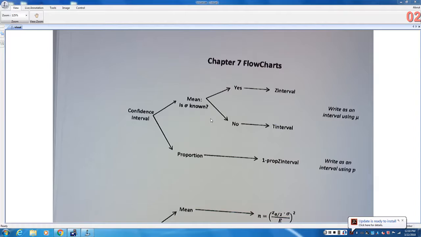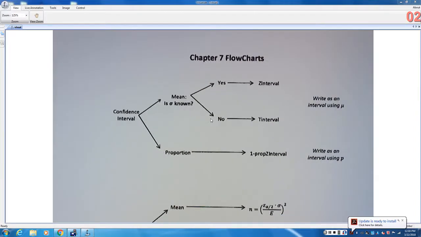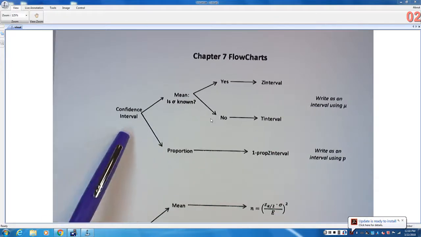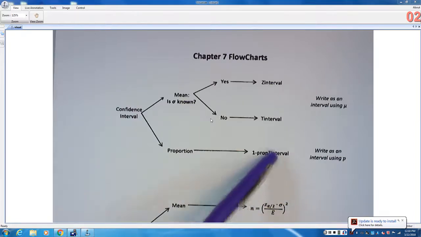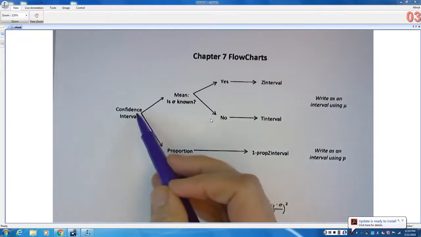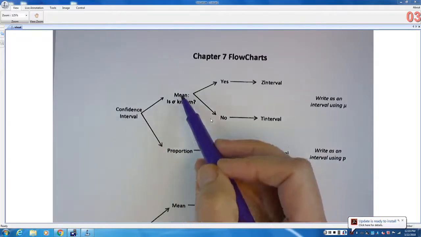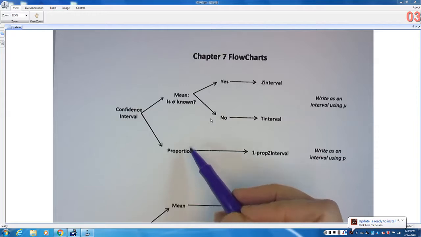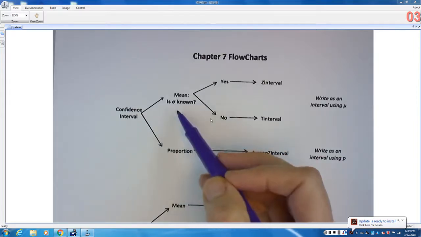And then I have posted in D2L a Chapter 7 flow chart. It really tells you what we've been covering today, and last time was this. If we're doing a confidence interval on means and proportions, is sigma known? Is the population standard deviation known?